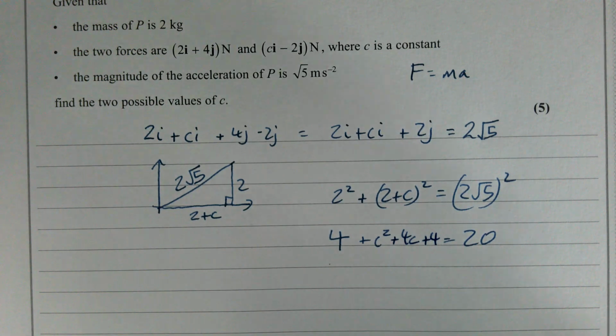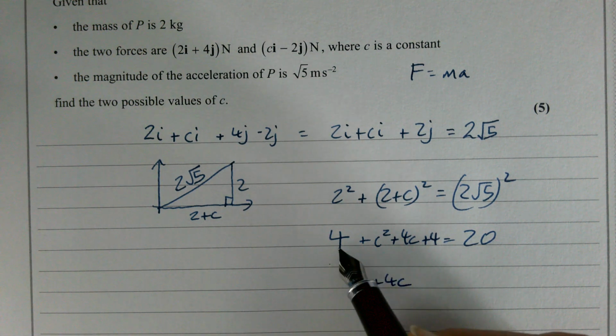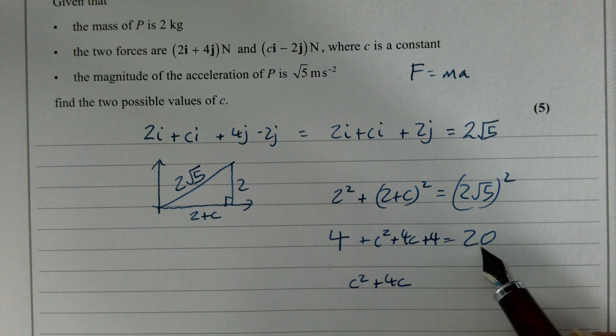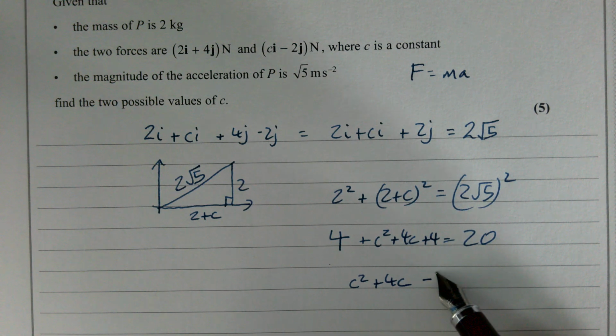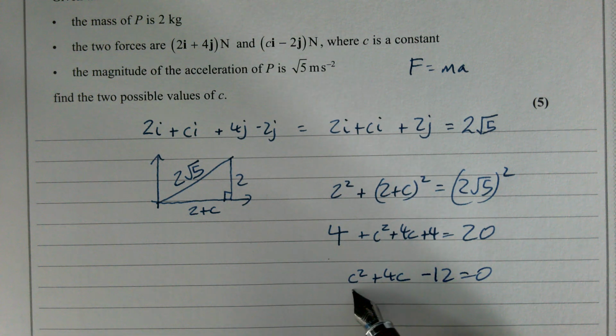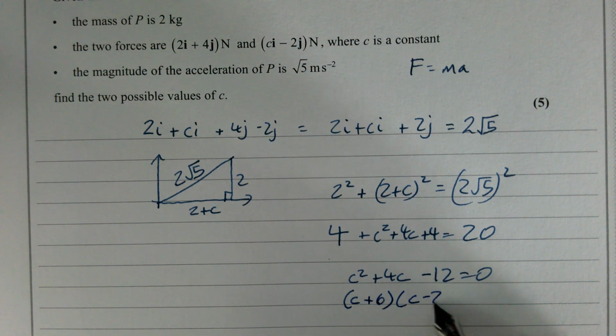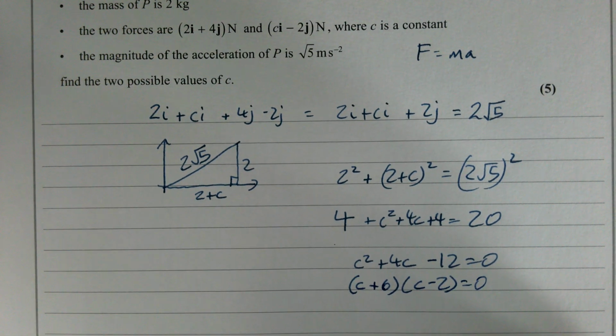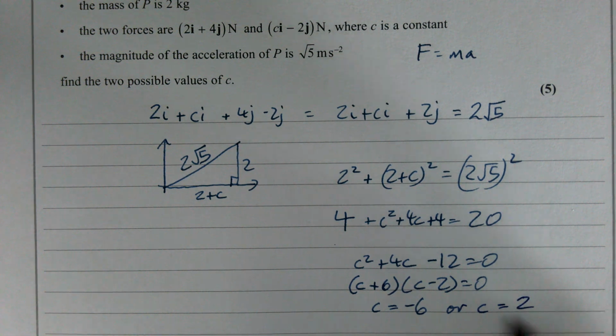So then we've got a nice little quadratic to solve. So what have we got all together here? We've got c squared, plus 4c, then plus 8. Take away the 20 is negative 12 equals 0. Can we factorize that? Yes. 6 times 2 is 12. So c plus 6, c minus 2 equals 0. So our two possible values are c equals negative 6 or c equals positive 2.